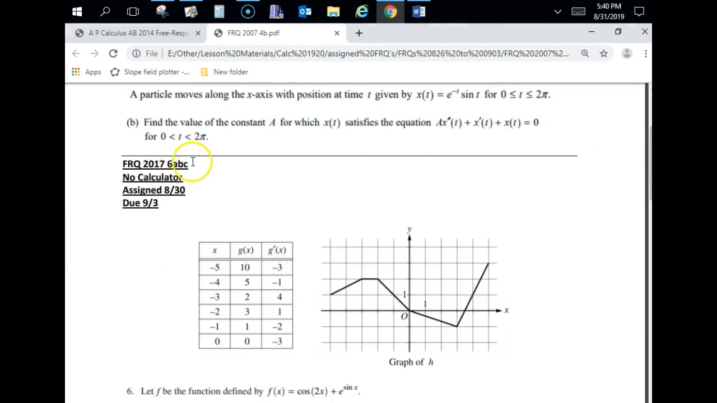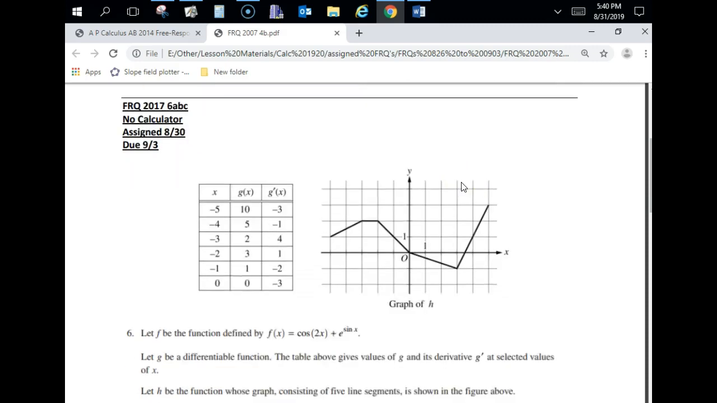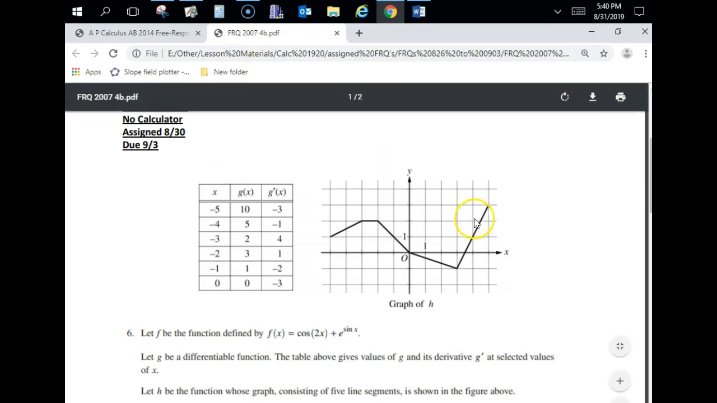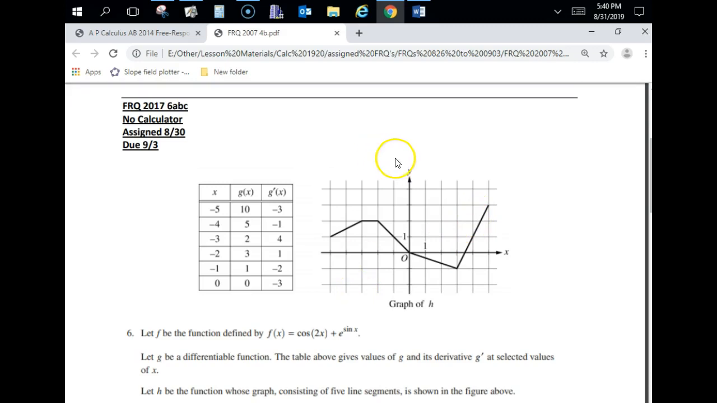So this is your helpful hint video for 2017 6 A, B, and C, due next week on Tuesday. This is a cool question. I really like this one. I think this is one you guys really want to understand. I just think it's a great question. It hits up a lot of cool objectives that are very common in a Calc AB AP. So let's go and take a look at it.